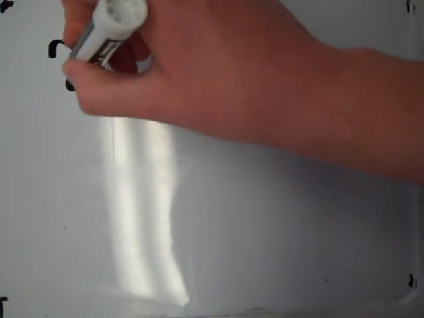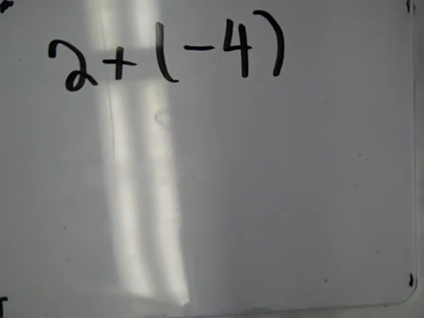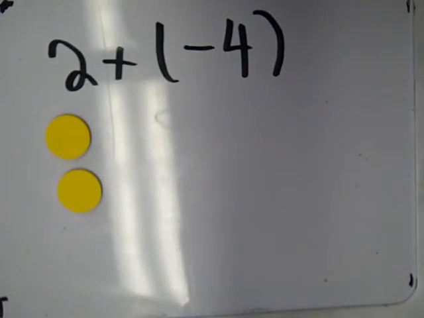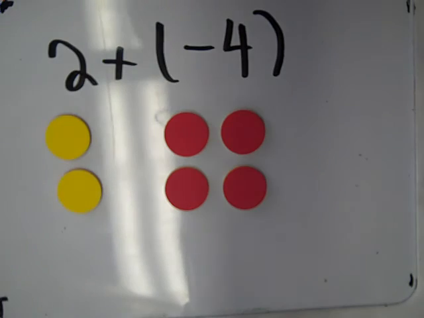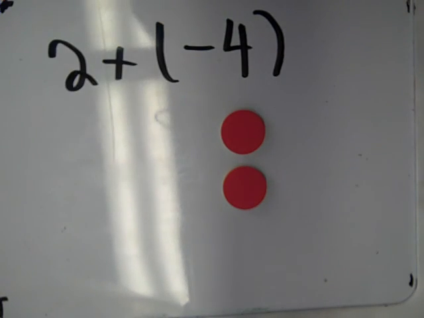If we look at the other problem we did, we had 2 plus -4. To show that using number chips, I'd start with +2 and I'd have -4. Again, anytime we have a 0 pair, we can take it out. So I can take out a yellow and a red, a yellow and a red. What we're left with is -2, which is the answer, and that's good because that's what we got when we were using the number line as well.